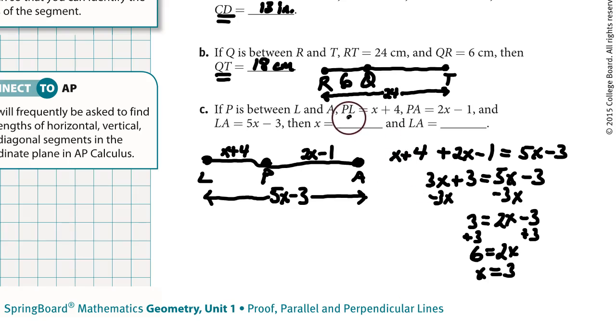So up here on the line, x is 3. We can fill that in. Now we're asked to find length LA. Well, the algebra expression for length LA is 5x minus 3. So there's where the x is that we're going to substitute the value of 3. 5 times 3 is 15, subtract 3 is 12. So length LA turns out to be 12 units.